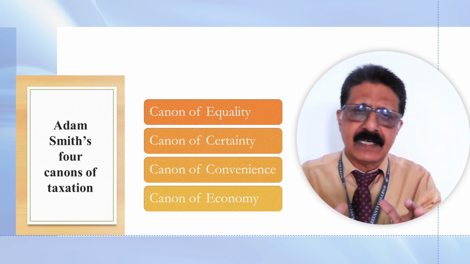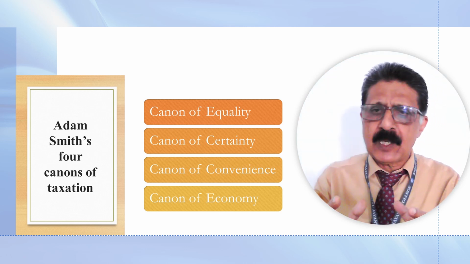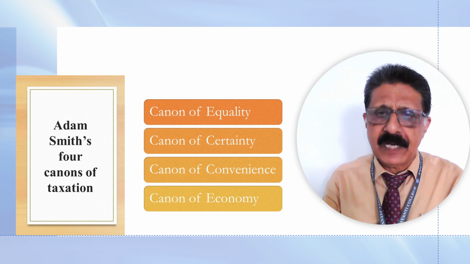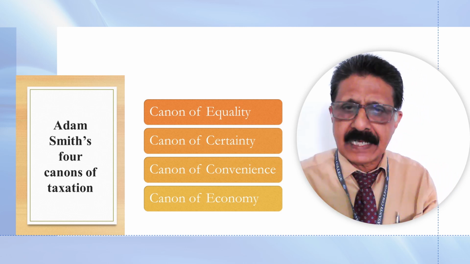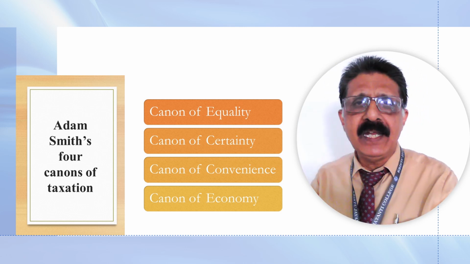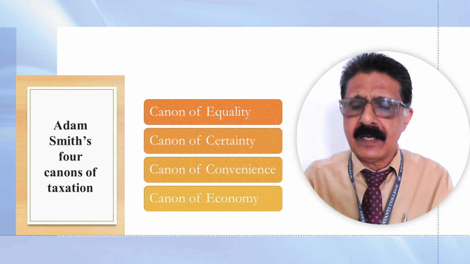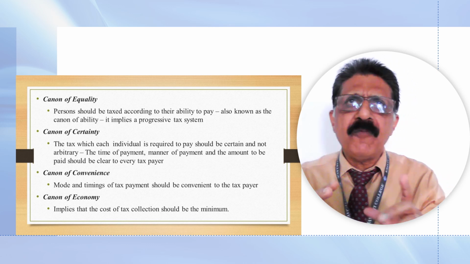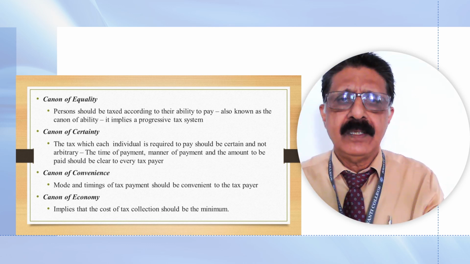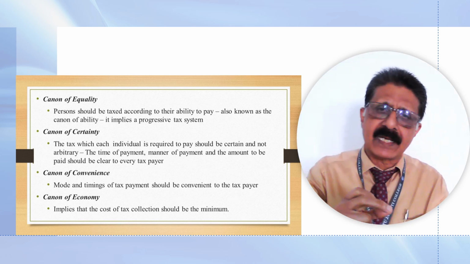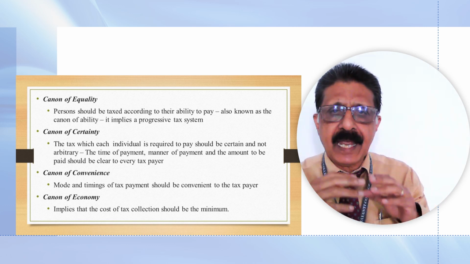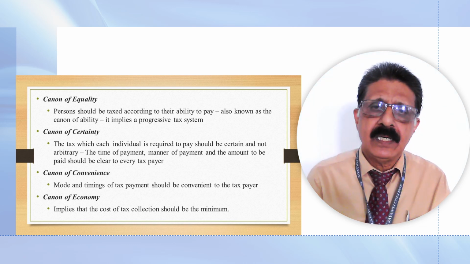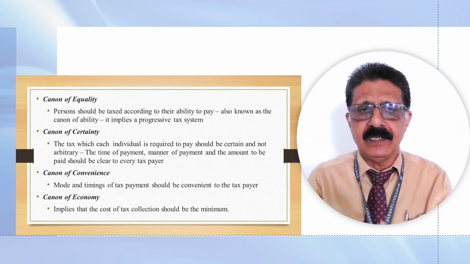The 4 basic principles or canons propounded by Adam Smith were the canon of equality, the canon of certainty, the canon of convenience, and the canon of economy. The canon of equality says that persons should be taxed according to their ability to pay, also known as the canon of ability.